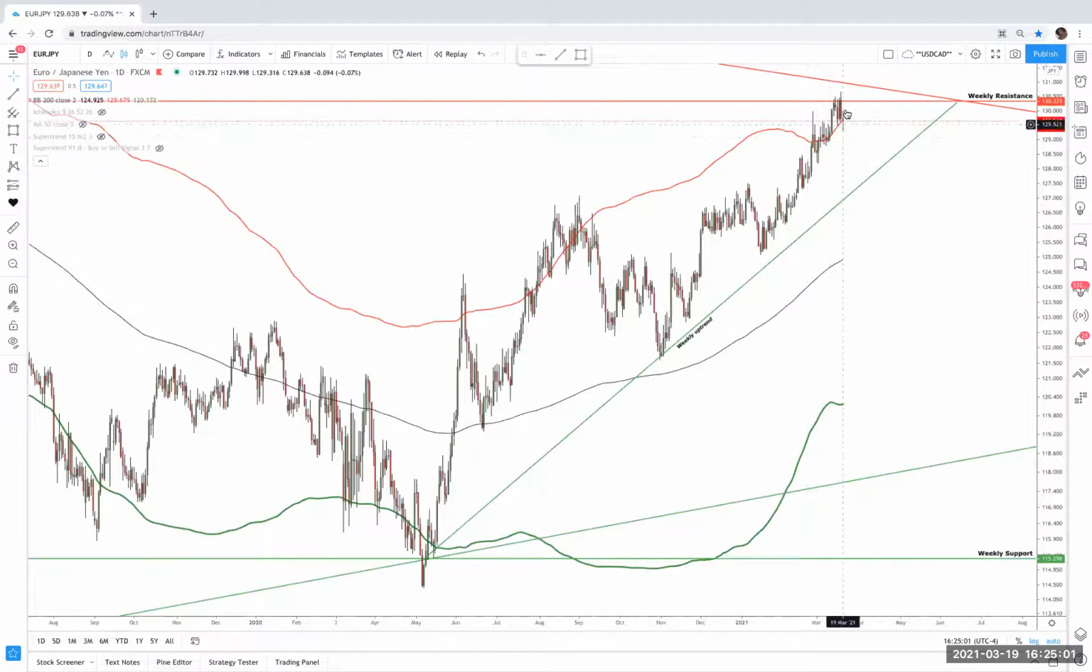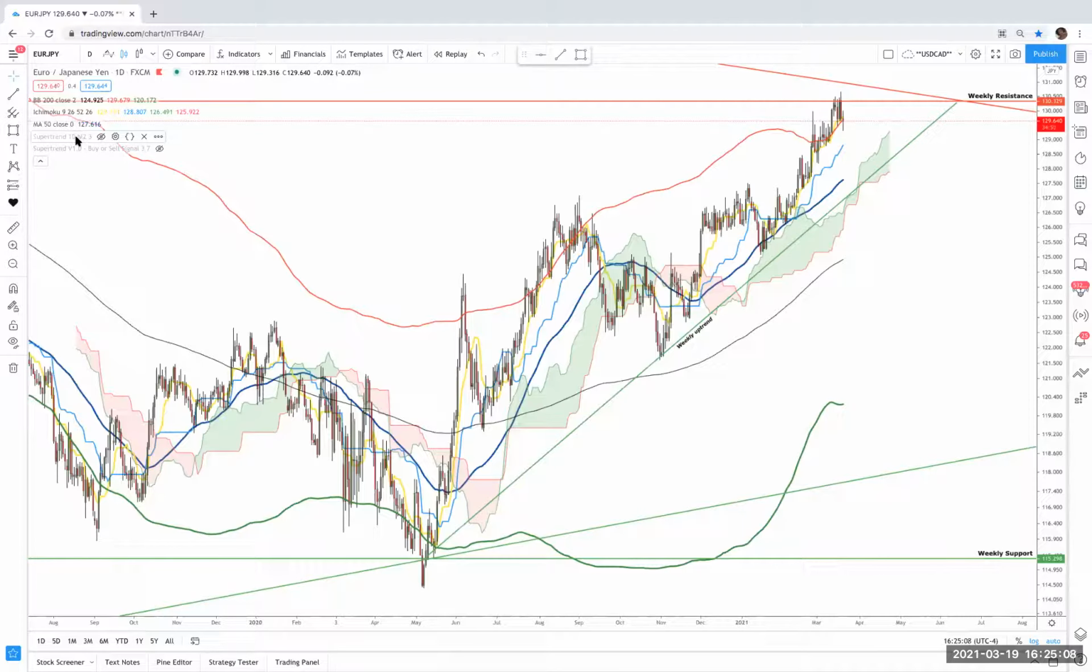Let me also add the Ichimoku and the 50. You also use the super trend, right? Yes. Perfect. So I'm just going to add it up, but I actually like to see it by itself without the Ichimoku and the 50, just to see what's going on.